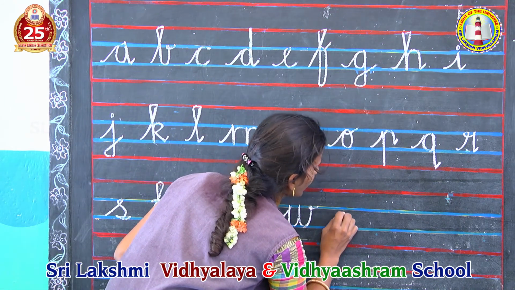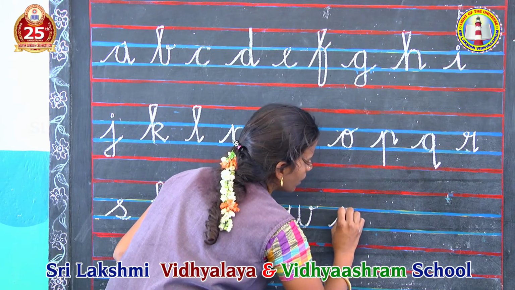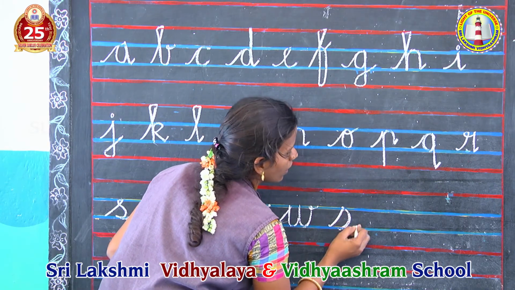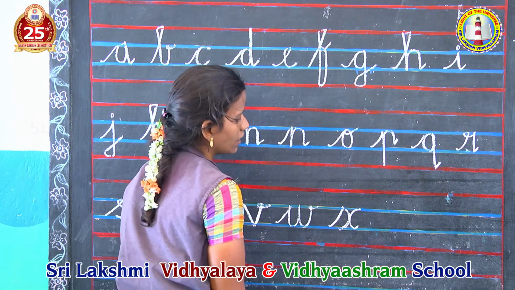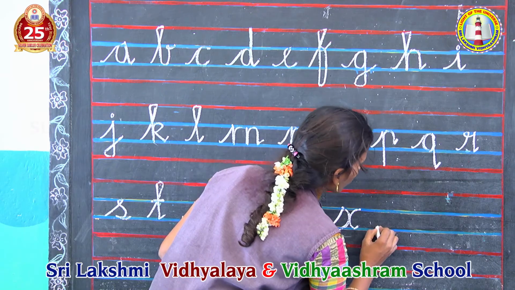Draw a stroke line and then left side of the curve and then another one right side of a curve. It's called X. Next we write the letter Y.